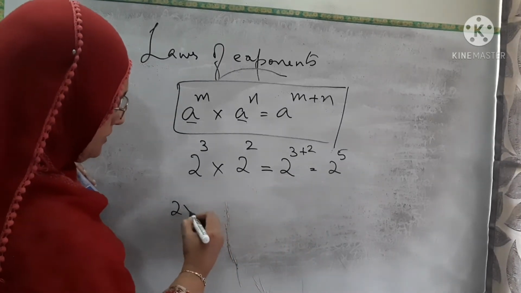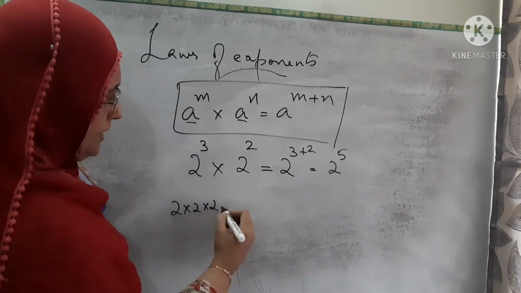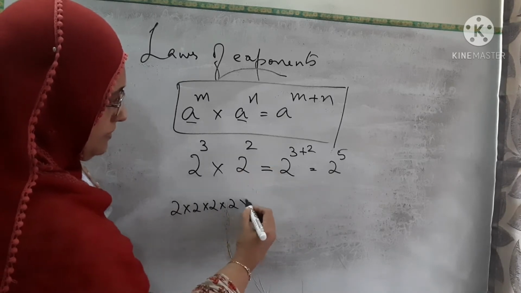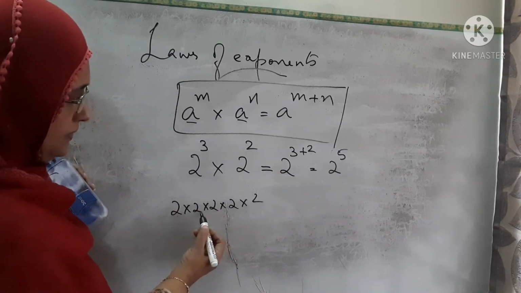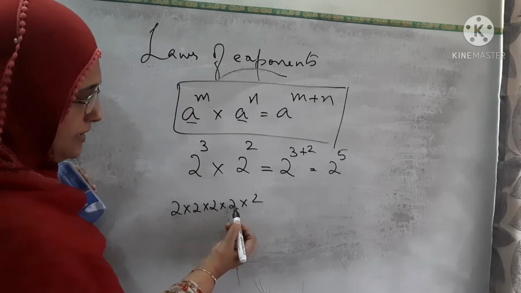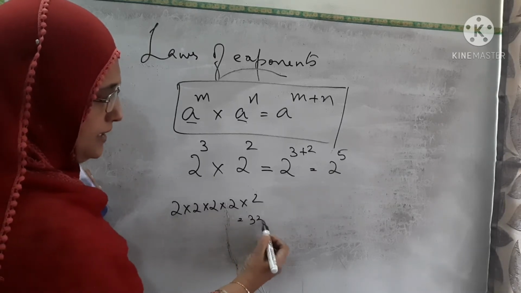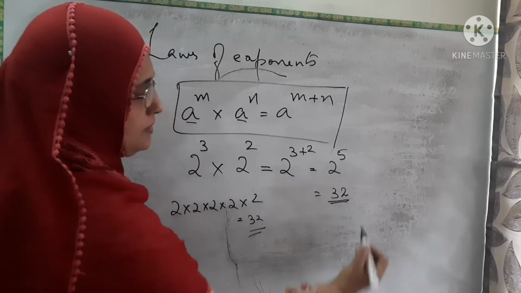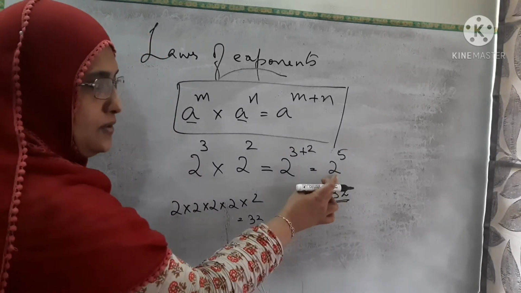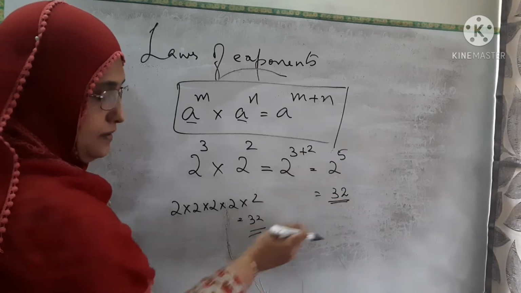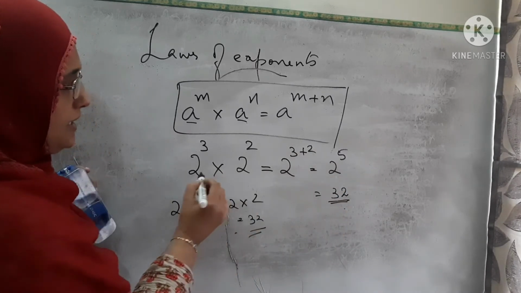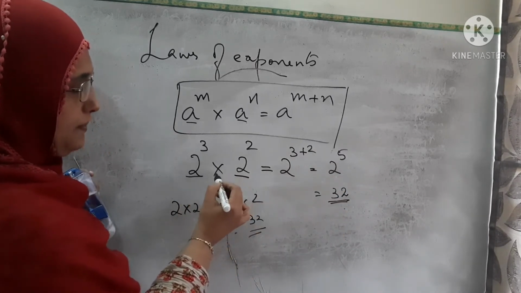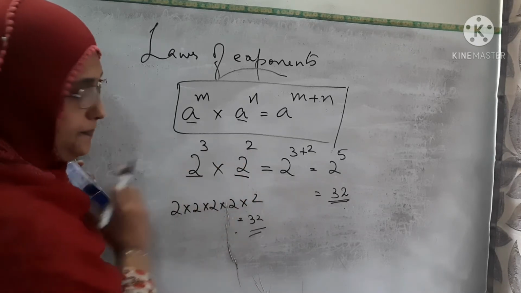2 raised to 3 is 2 into 2 into 2, and 2 raised to 2 is 2 into 2. So 2 into 2, 4, 4 into 2, 8, 8 into 2, 16, 16 into 2, it is 32. And 2 raised to 5 is also 32. That is, you are repeating 2 five times. So that's why, if the base is the same and you are multiplying, you just add the powers.